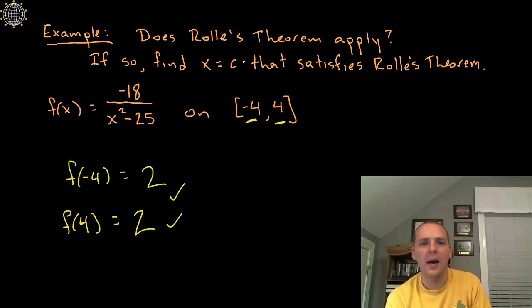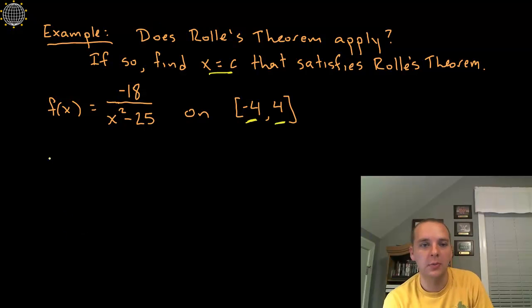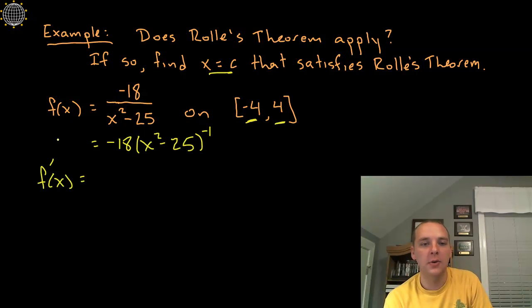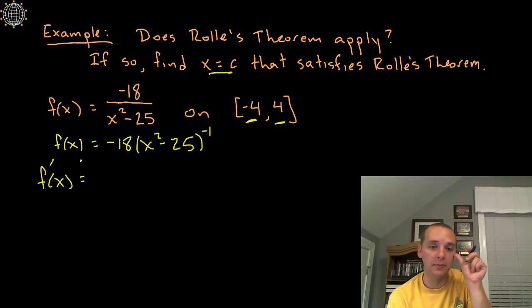All right, now, how do we find this x equals c value that satisfies it? Well, for this, I suppose we are going to have to go and differentiate this guy, unfortunately, but that's okay. We can do that. It doesn't really matter how we do this. Like I said earlier, we could either use the chain rule by rewriting this, or we could use the quotient rule right here. I think probably the quicker thing would be just to rewrite it very quickly as negative 18 times x squared minus 25 to the negative 1. That's still f. That's not f prime. That's just rewriting f. And then differentiate it using the chain rule.